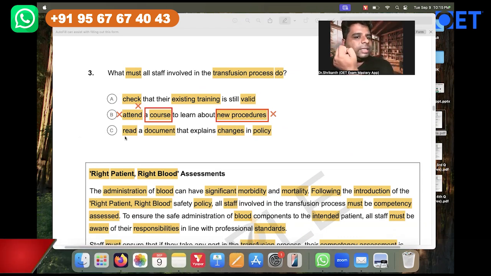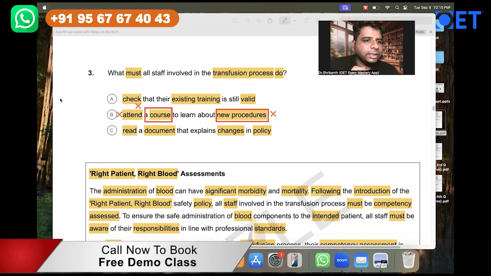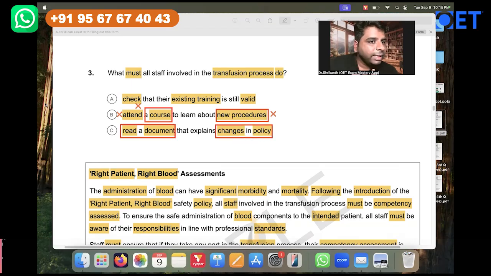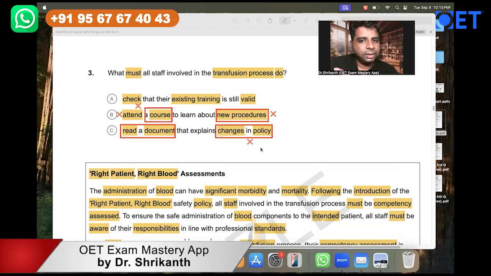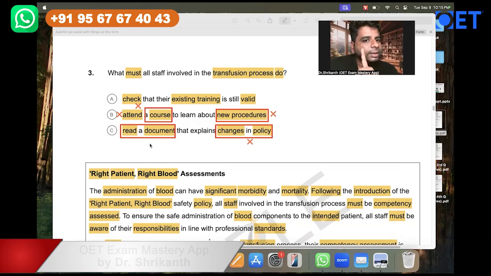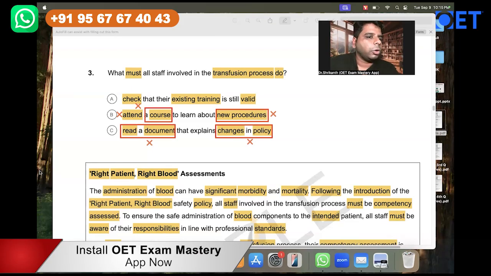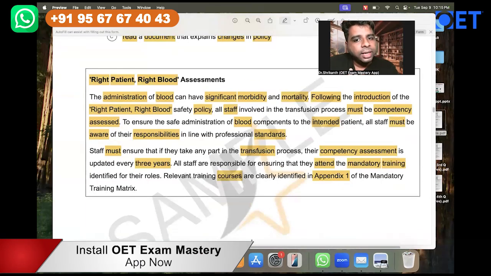Now, what is answer option C? Answer option C is telling they have to compulsorily read one specific document that explains changes in policy. Did we read anything about policy changes? Change is a verb over here, right? We did not read anything that was explaining changes in the policy. And there is no one specific document that they have to compulsorily read. Here it is just an expectation. All staff are responsible.